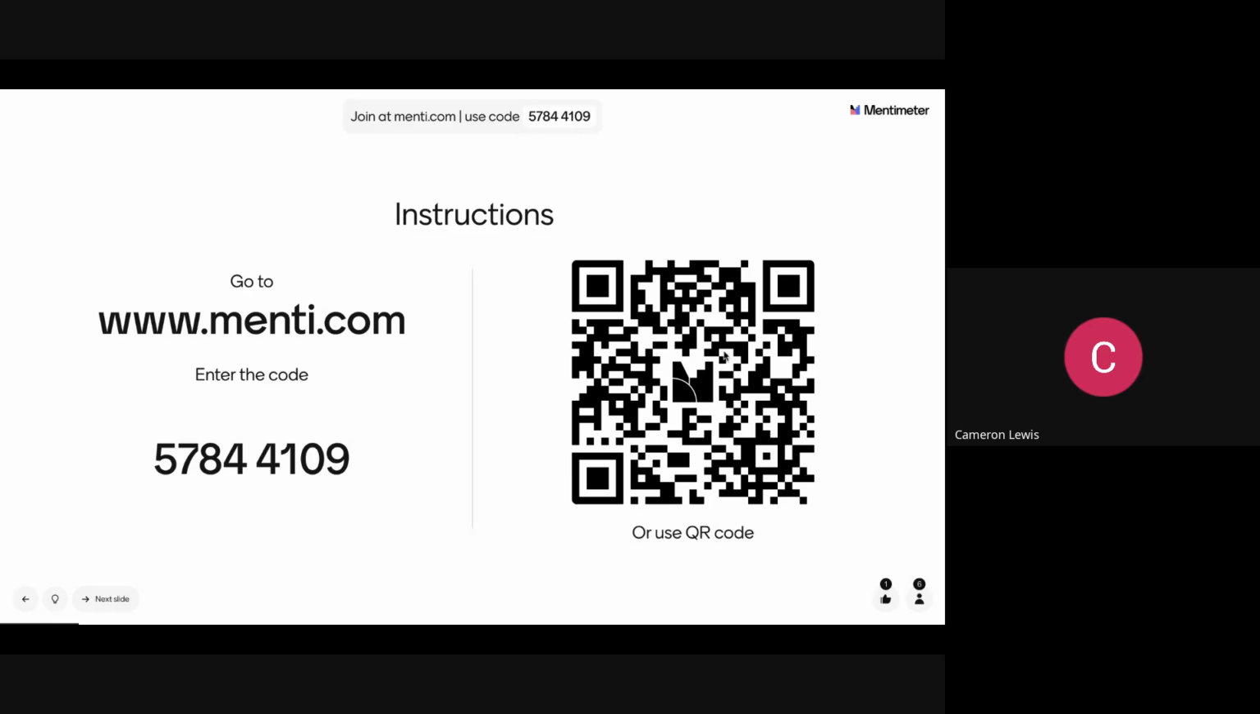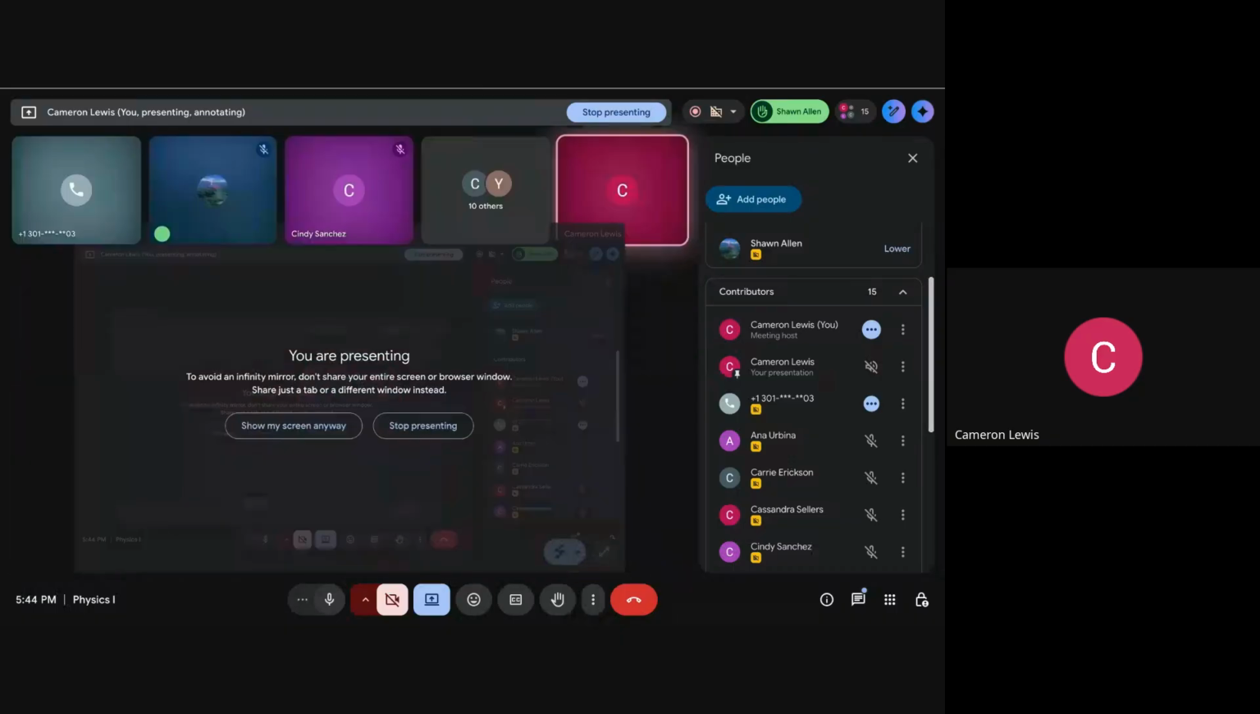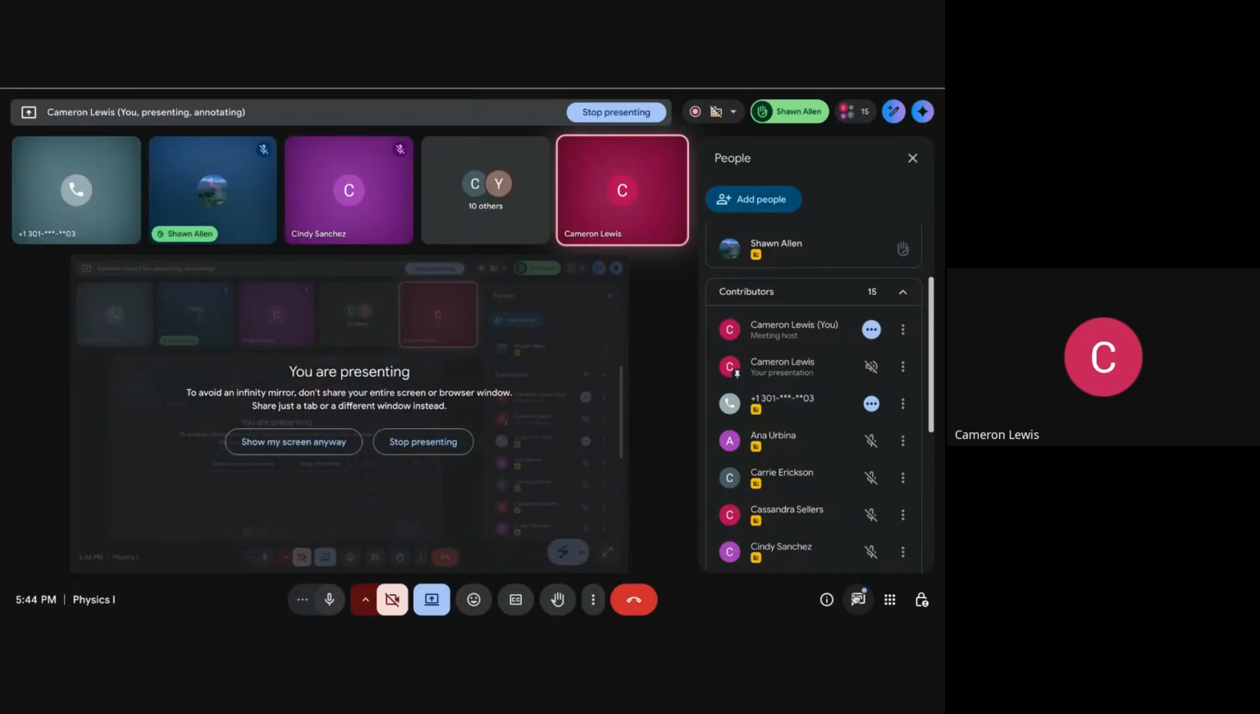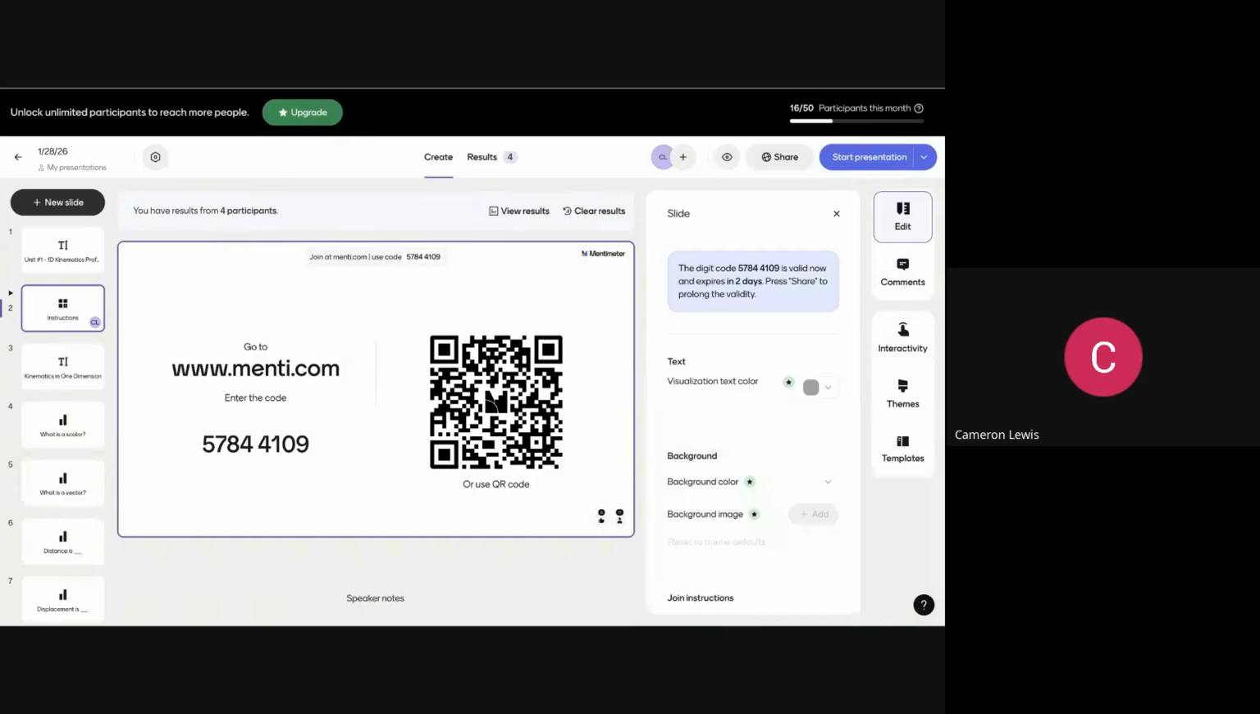Let me see if I can see. Let's see, a couple of you are joining right now. So I'll put the code in the chat if you can't already see it. It should be 57844101.